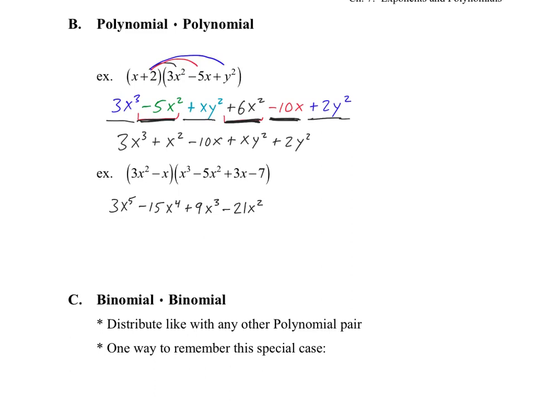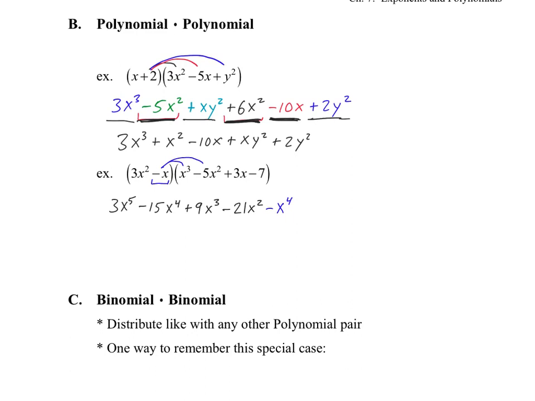And then we'll jump over here and do the same thing with this minus x. So it's like I have a negative 1x times all of those. So negative 1 times positive 1 is minus 1. X times x to the third is x to the fourth. And negative 1x times negative 5x squared.